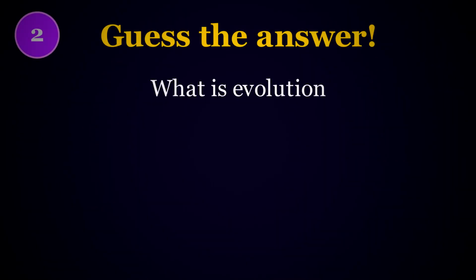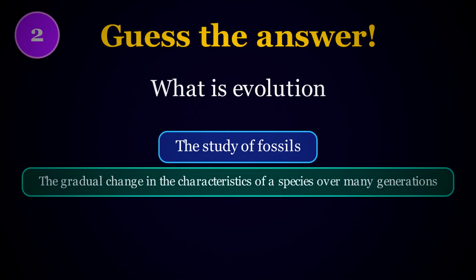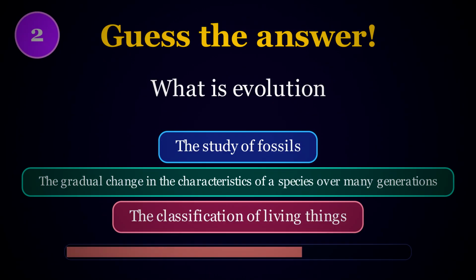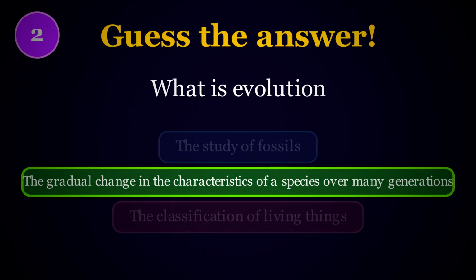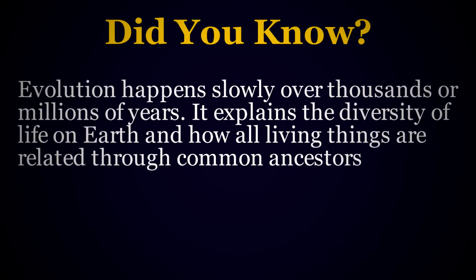What is evolution? The study of fossils. The gradual change in the characteristics of a species over many generations. The classification of living things. The correct answer is the gradual change in the characteristics of a species over many generations. Here's an interesting fact: evolution happens slowly over thousands or millions of years. It explains the diversity of life on Earth and how all living things are related through common ancestors.